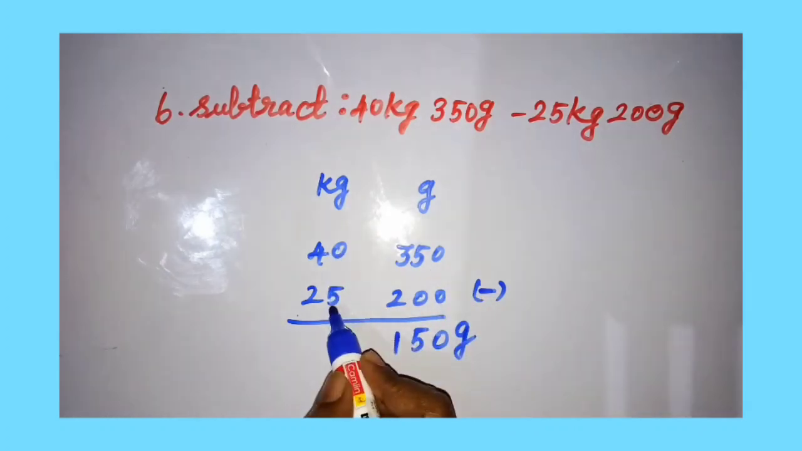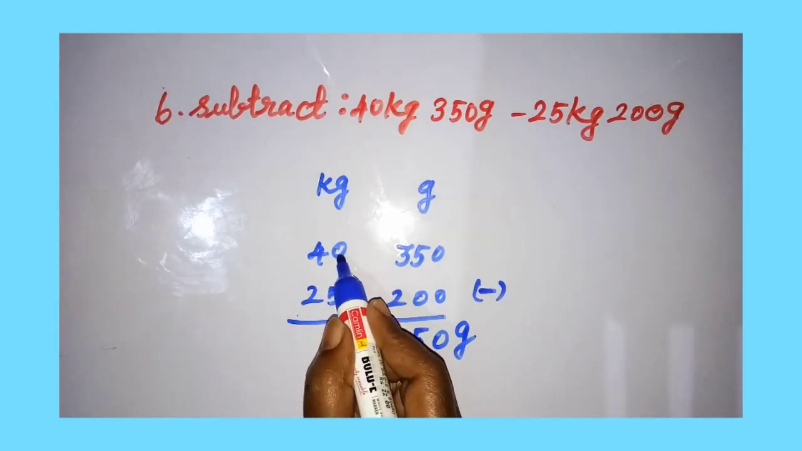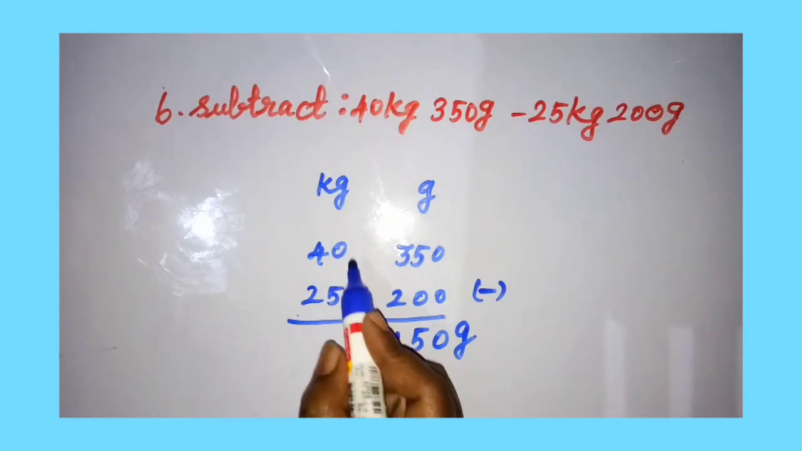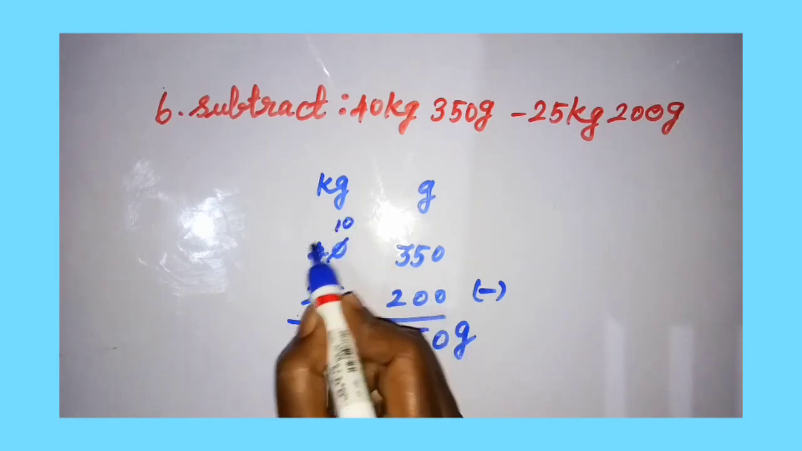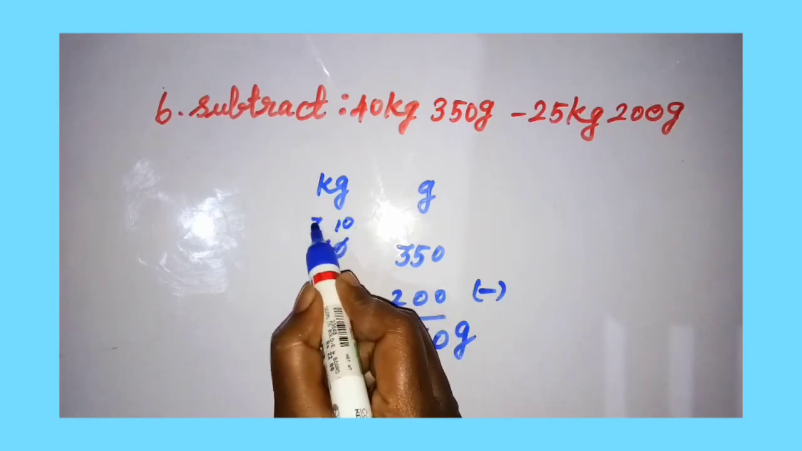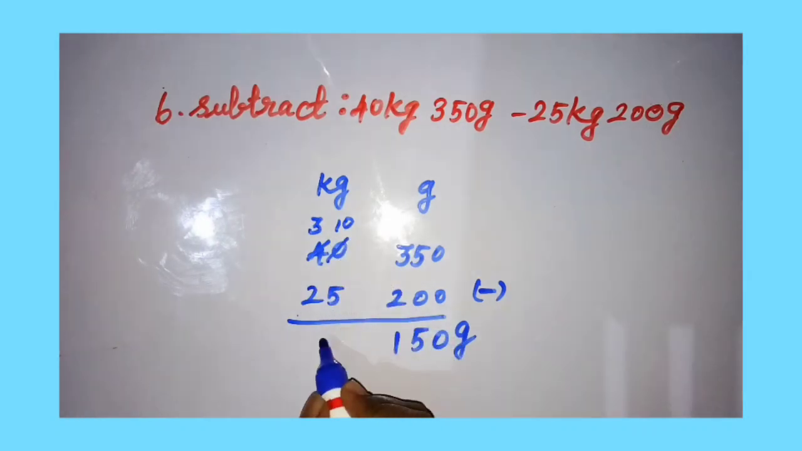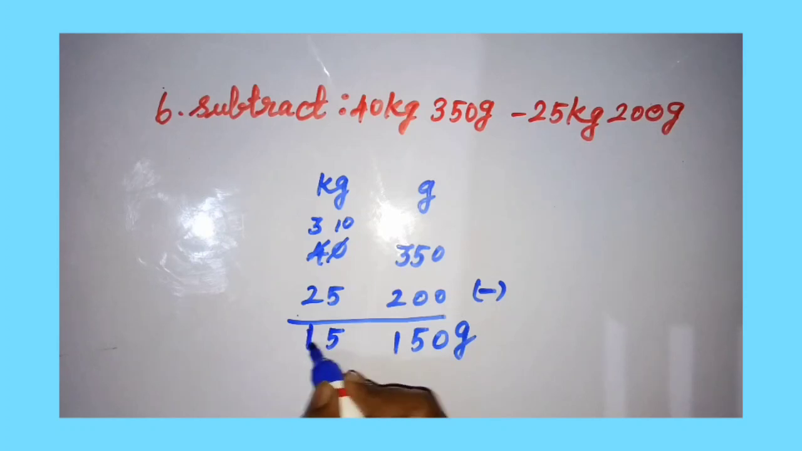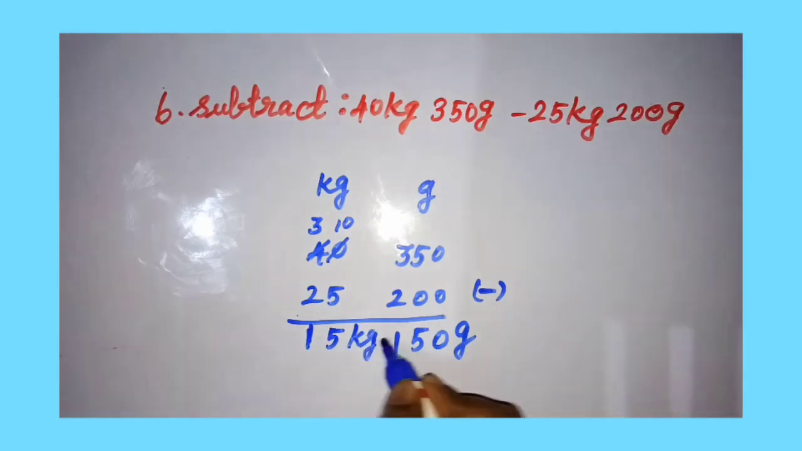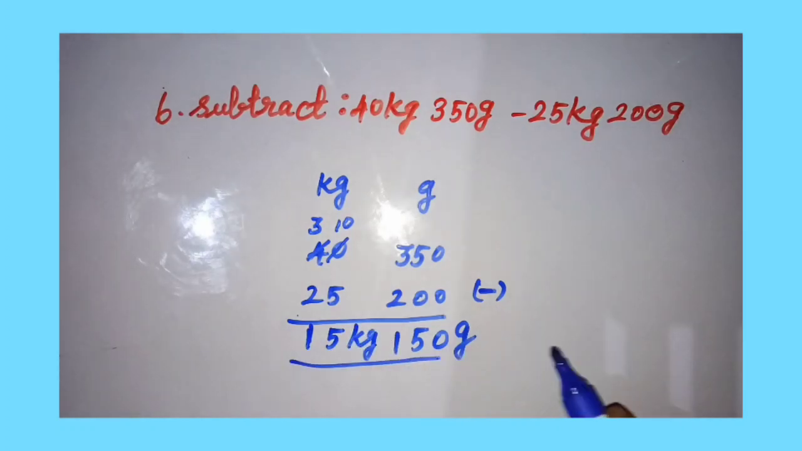Next, 0 minus 5. 0 is the small value, 5 is the big value. So borrowing means this one changes to 10. 1 carried means the remaining is 3. So 10 minus 5, 5. 3 minus 2, 1. So the answer is 15 kilogram 150 gram.